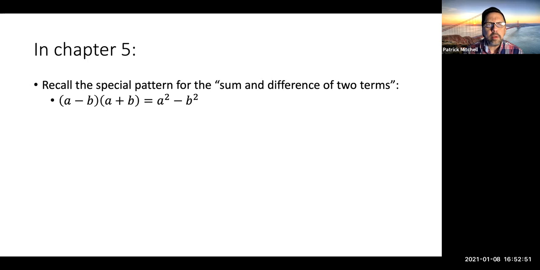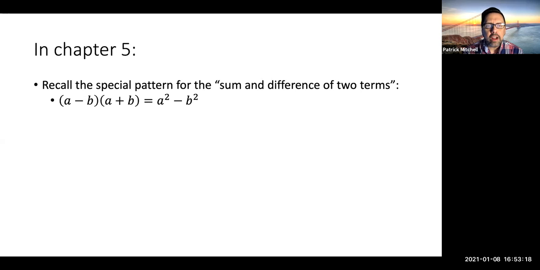So hopefully somewhere before you've seen, and I think I have it in the review quiz that I assign at the beginning of this course, the special pattern for multiplying the sum and difference of two terms. So when you multiply two binomials that have the form a minus b times a plus b, which means the two binomials are the same except for the sign in the middle.